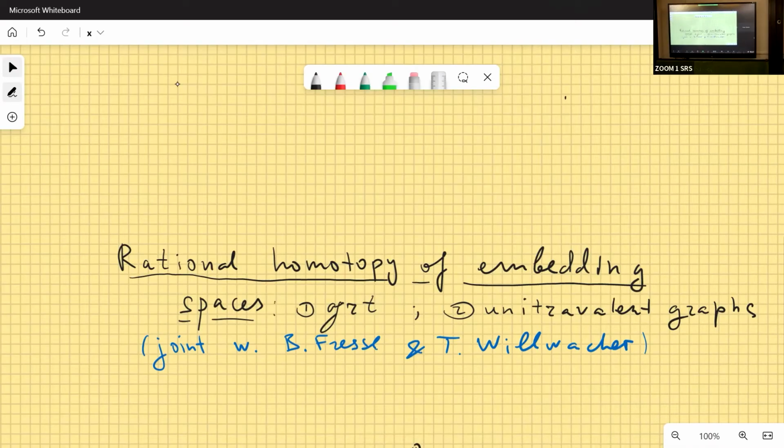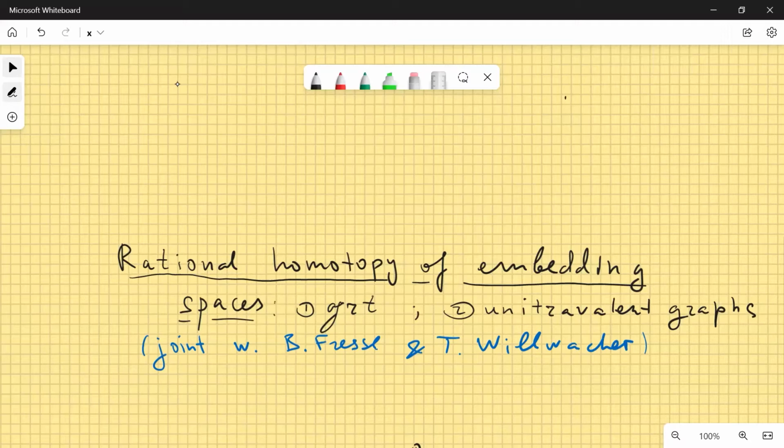I'm going to speak about rational homotopy of embedding spaces. And indeed, my talk is in a way a continuation of what Benoit was talking about. It's also joint work with Benoit and Thomas. And I will actually speak about two rather unrelated stories.